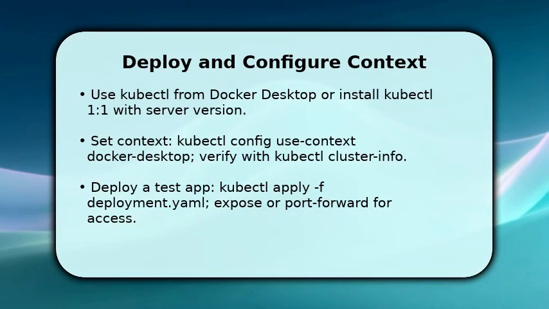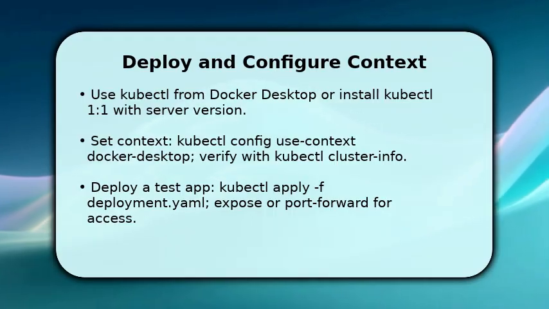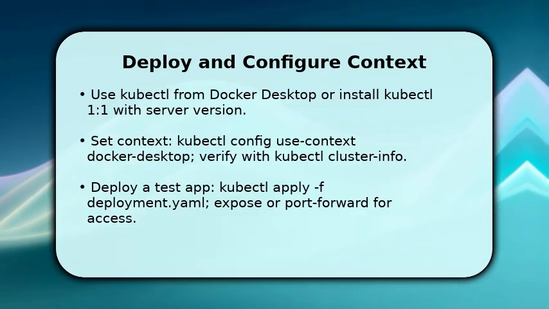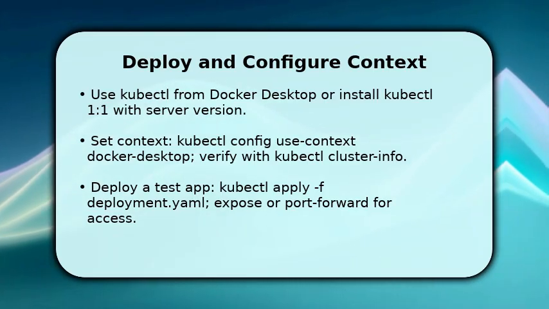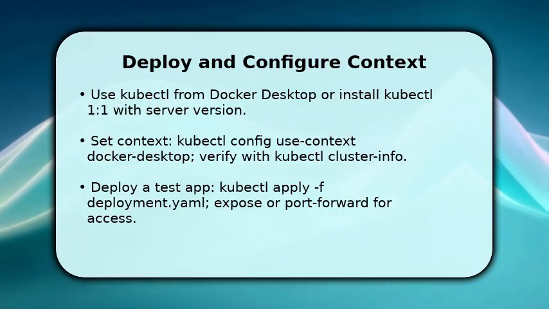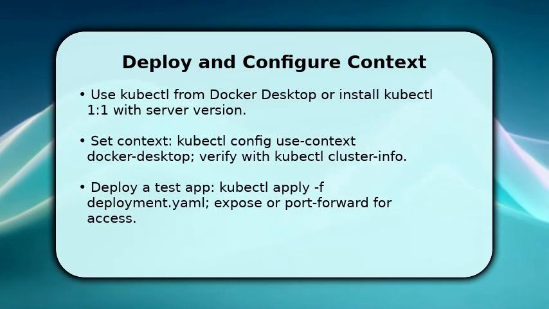You next configure kubectl and deploy an application. Install or use the bundled kubectl that matches the cluster API version, then run kubectl config use-context docker-desktop so your commands target the local cluster. Once set, verify with kubectl cluster-info and kubectl get nodes.